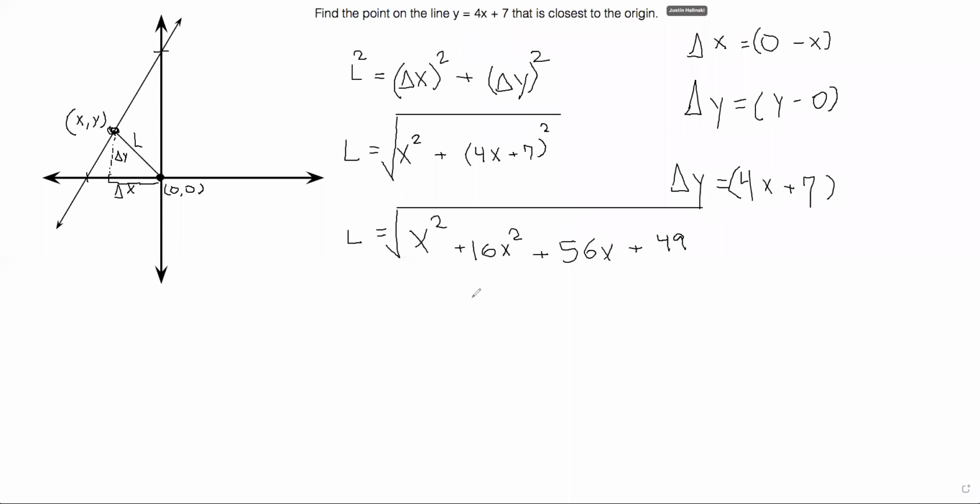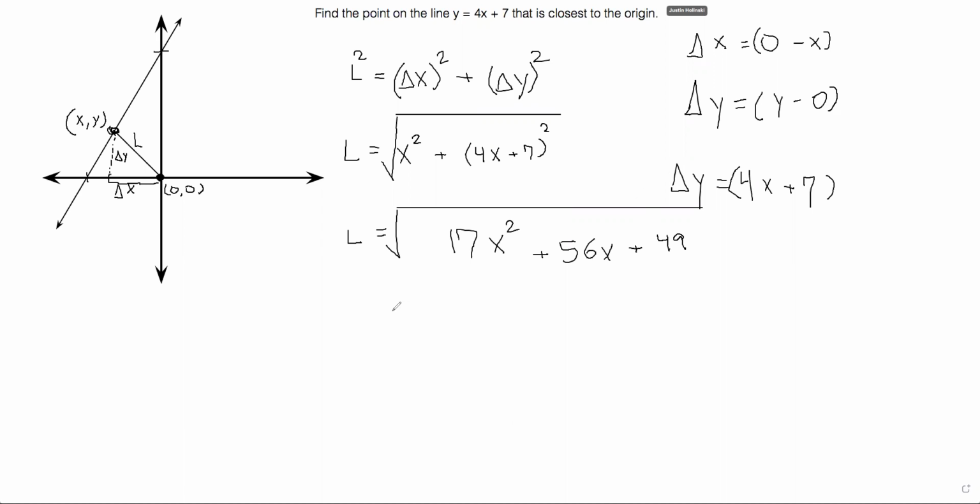Now we can combine some like terms. Before we start taking the derivative, it's always in our best interest to simplify things as much as possible, to make things easier, to make things take less time, and to reduce the potential for error. You have a much lesser chance of making mistakes if you're working with a simpler expression. So I'm going to combine these two together. x squared plus 16x squared gets us 17x squared. That's all the simplifying we can do for now.